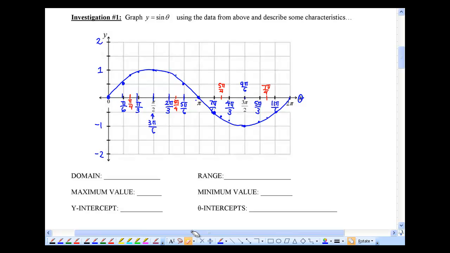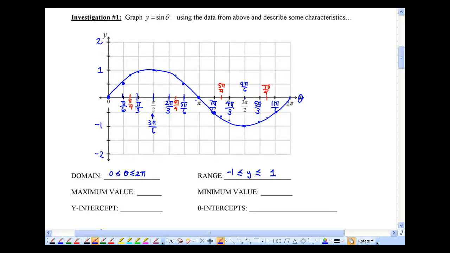What's the domain here? You could probably say that, hey, in this case, the theta value seems to start at 0 and end at 2 pi. You can definitely say that for this graph right now. For the range, we're looking at the possible y values. So it looks like the largest y value is 1. The smallest one is negative 1. So the range is just y is between negative 1 and 1.